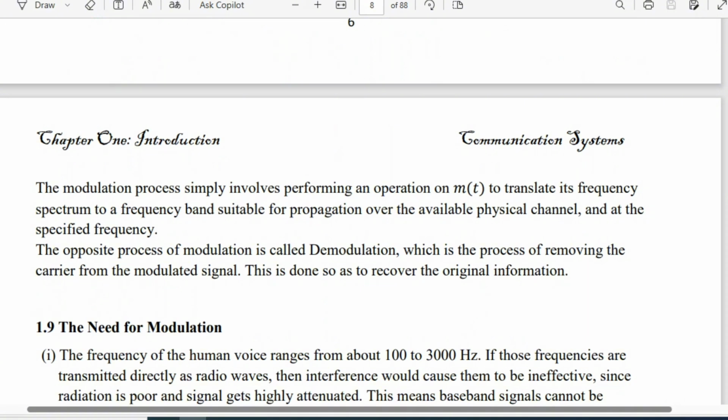So in simple terms, modulation is packing your message into a box to send it using a toy car on a track, and demodulation is taking the box out of the toy car at the other end to get your message back.